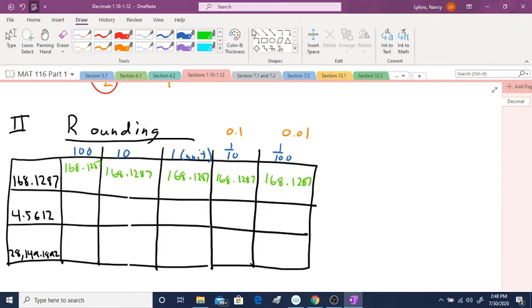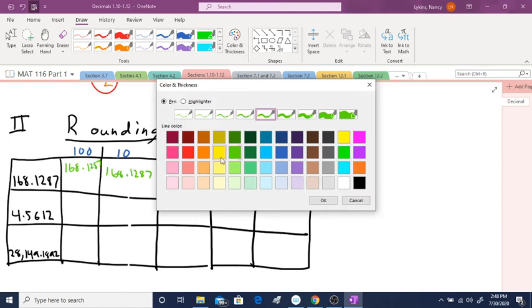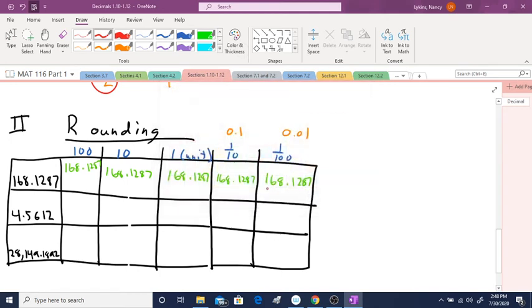Okay, so what is the 100s spot? Well, the 100s spot is this one right here. So what you have to do is look at the number to the right of it. That 6. Does that 6 make that 1 stay the same or go up? Well, it makes it go up. So you just need 2, 0, 0. You don't have to put any decimals with zeros after that. We do not require you to do that.